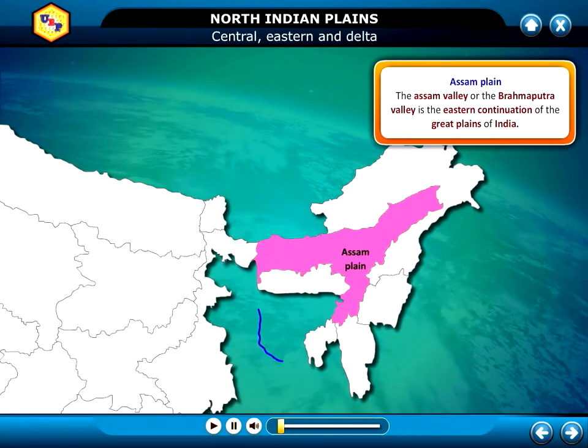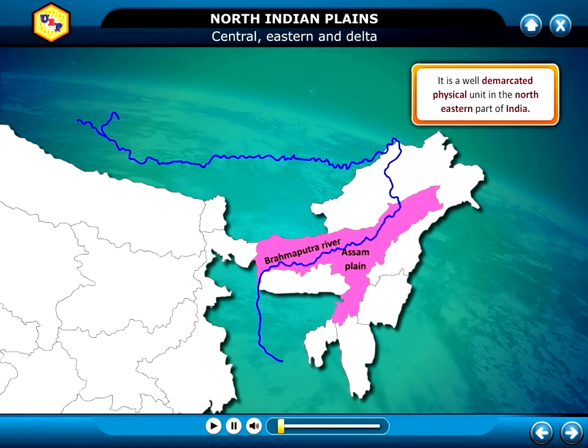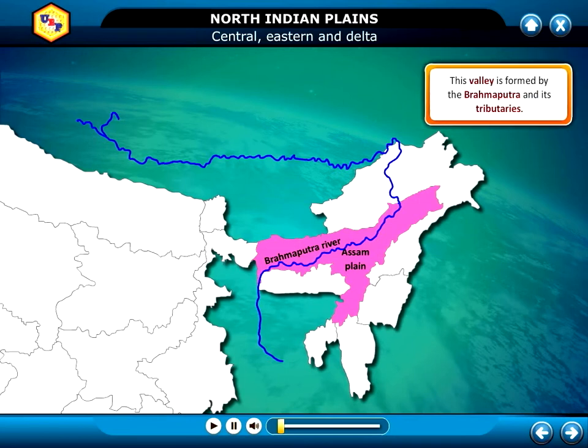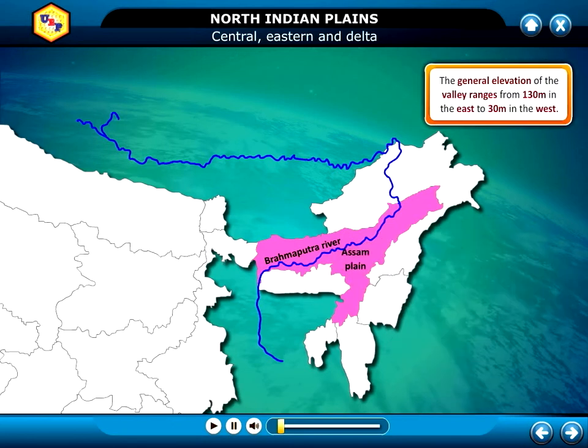Assam Plains. The Assam Valley or the Brahmaputra Valley is the eastern continuation of Great Plains of India. It is a well-demarcated physical unit in the northeastern part of India. The valley includes whole of Assam, which is drained by the Brahmaputra river. This valley is formed by the Brahmaputra and its tributaries. The general elevation of the valley ranges from 130 meters in the east to 30 meters in the west.